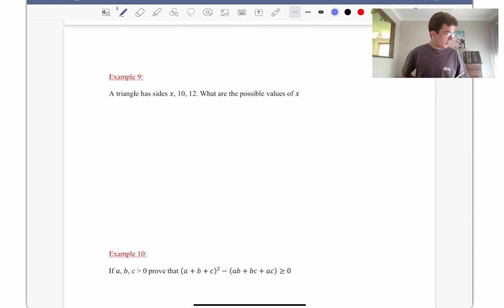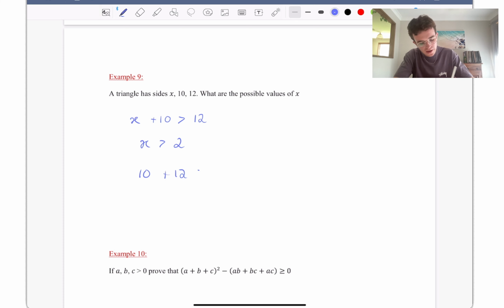So we might say if x is the smallest side, x plus 10 has to be greater than 12, which means x is greater than 2. And if x is the longest side, well, that means 10 plus 12 has to be greater than x, which means x is less than 22.